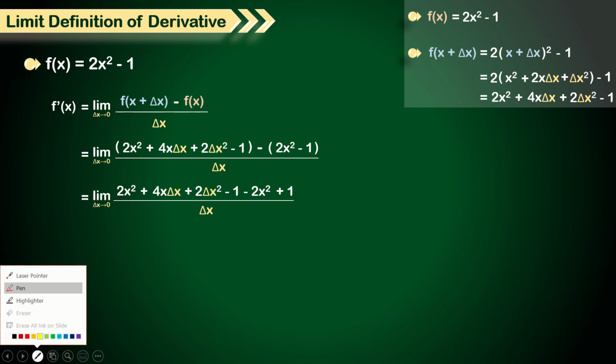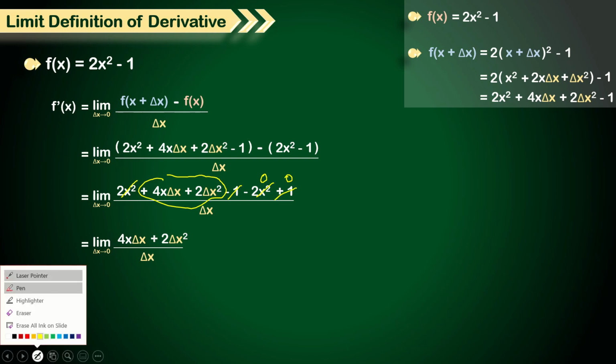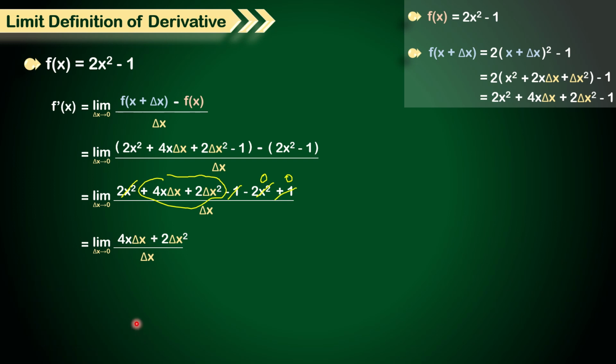Combine similar terms. 2x squared minus 2x squared is 0. And negative 1 plus 1 is 0. We have limit of the remaining terms in numerator, which is 4x delta x plus 2 delta x squared over delta x as delta x approaches 0. Similar to the first example, denominator will be 0 when limit is applied. To address this, delta x in denominator should be eliminated.